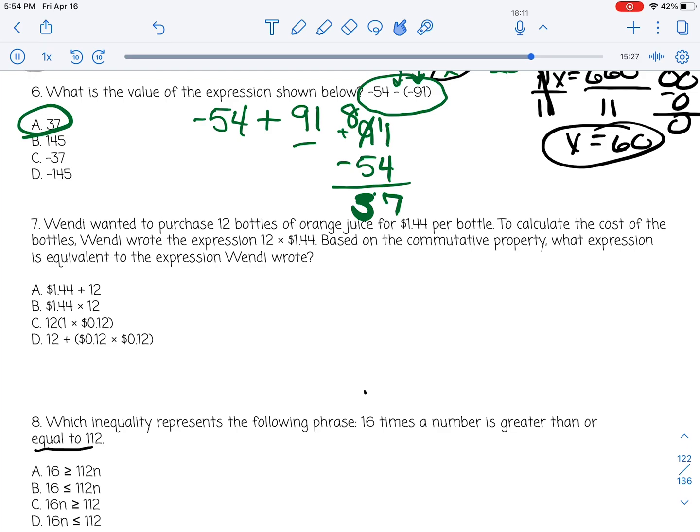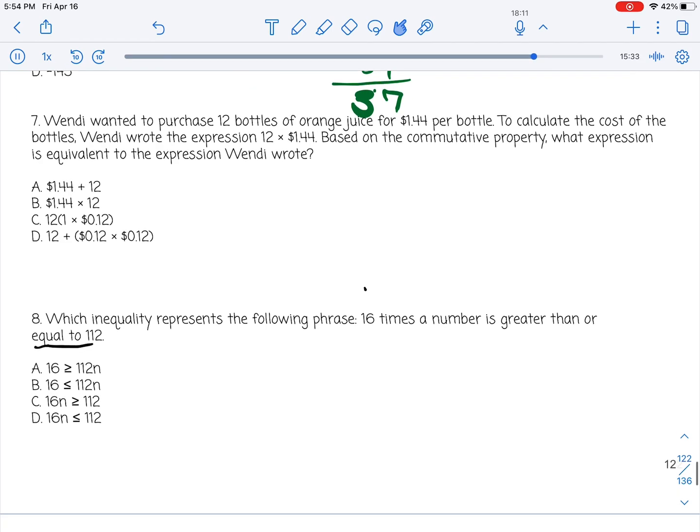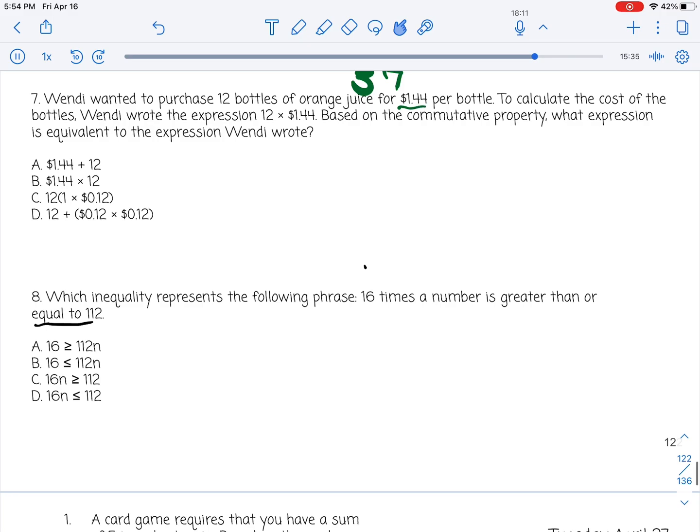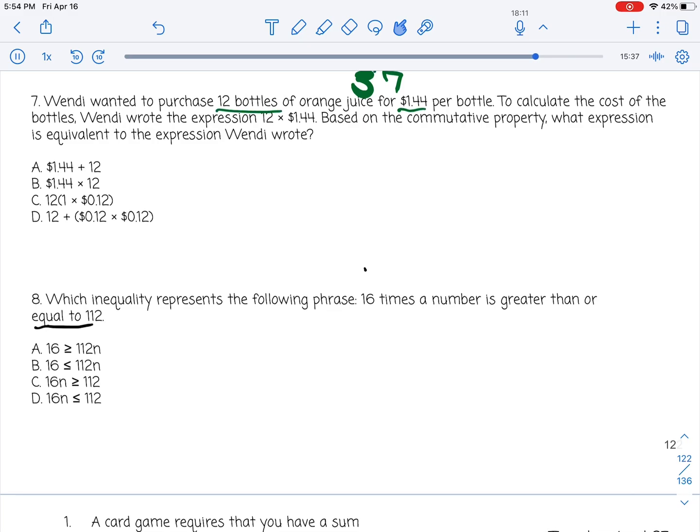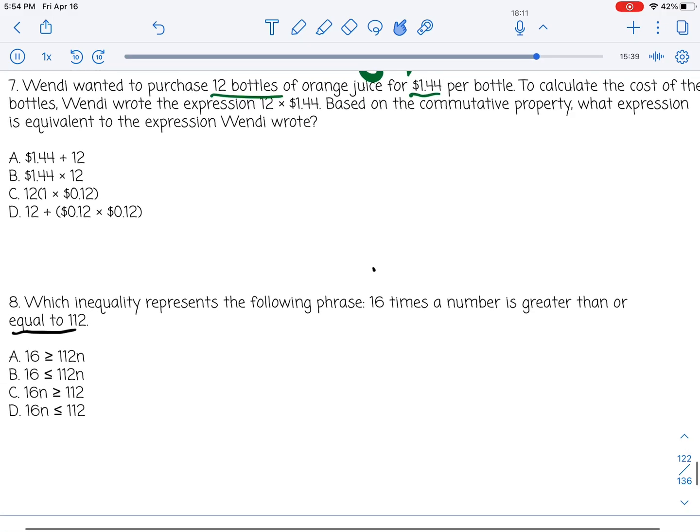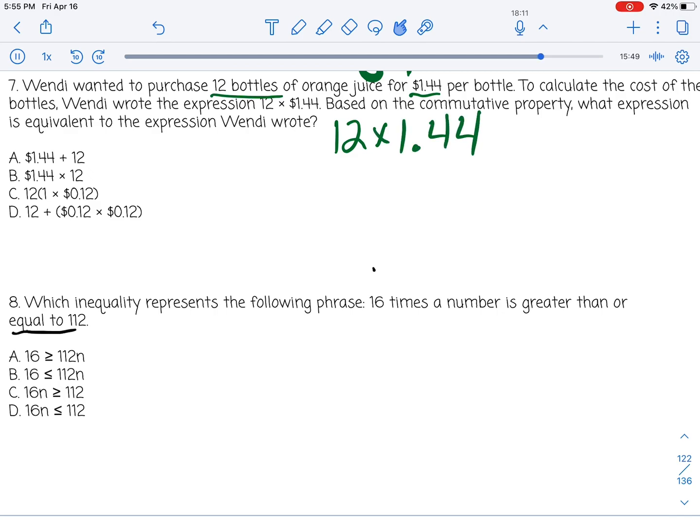All right, here we go. Number 7, Wendy wanted to purchase 12 bottles of orange juice for $1.44 per bottle. To calculate the cost of bottles, Wendy wrote the expression 12 times $1.44. Based on the commutative property, what expression is equivalent to the expression Wendy wrote?